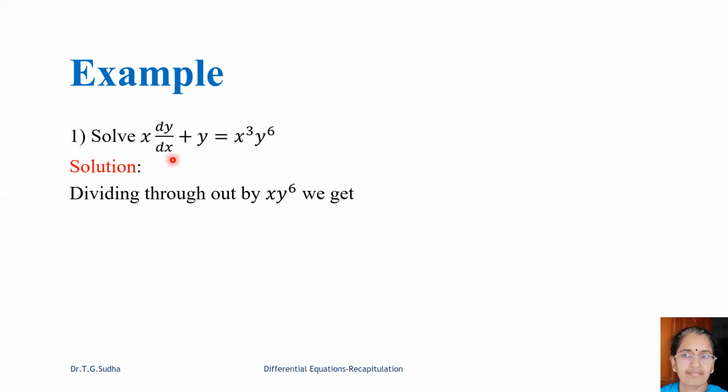Here the coefficient of dy by dx is x. We need to get rid of this x here, so we divide by x. And here on the right hand side we have y to the power of 6. We need to get rid of this y function, so we divide by y to the power of 6. So throughout we are going to divide by x y to the power of 6, and we obtain y to the power of minus 6 into dy by dx plus y to the power of minus 5 into 1 over x equal to x square. Let us call this equation 1.